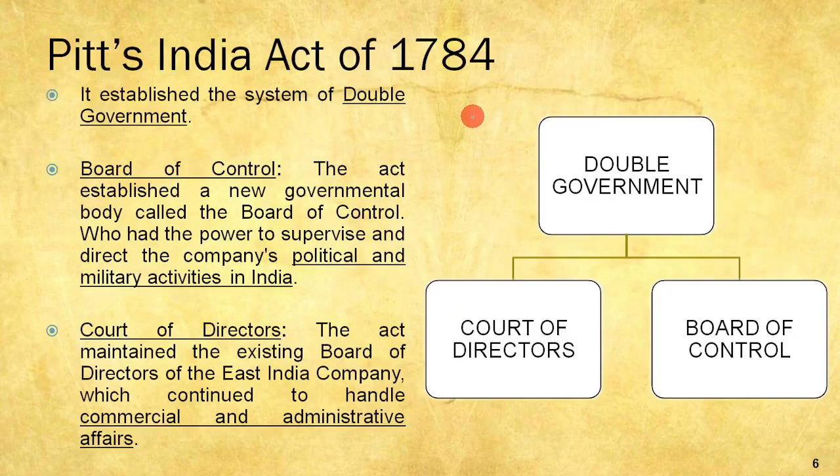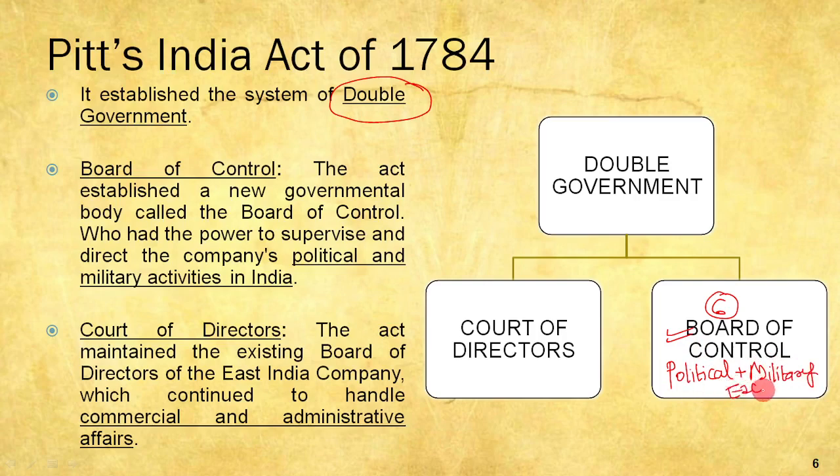Next topic is the Pitt's India Act of 1784, a very important act. It laid down the system of double government. Double government started when the Pitt's India Act provided for the establishment of a 6-member Board of Control. This separate 6-member Board of Control is responsible for the political and military affairs of the East India Company.